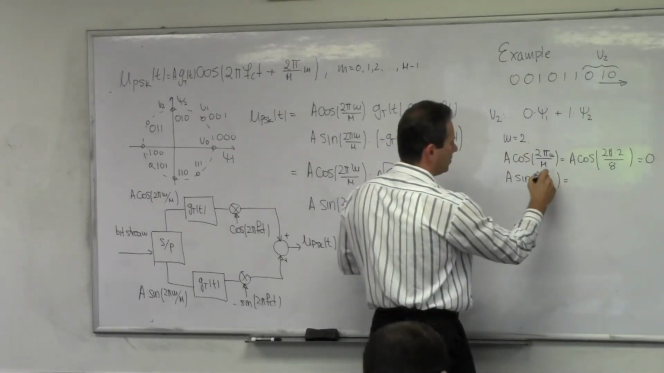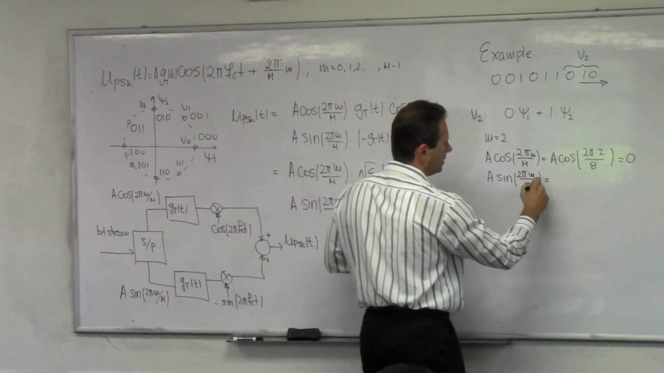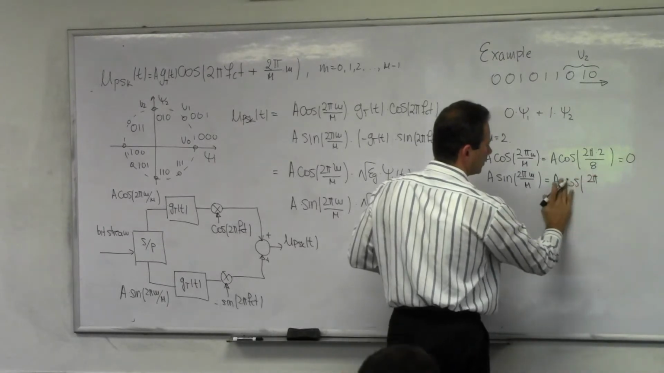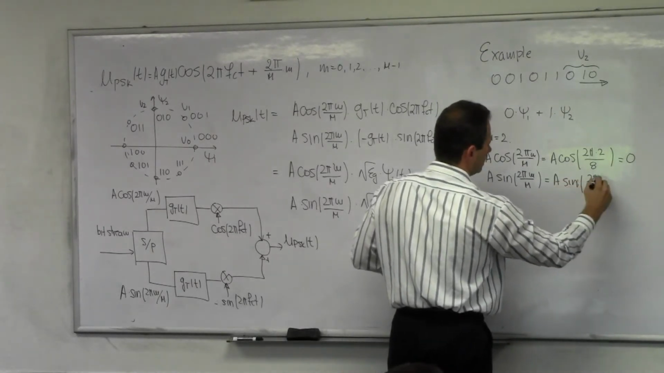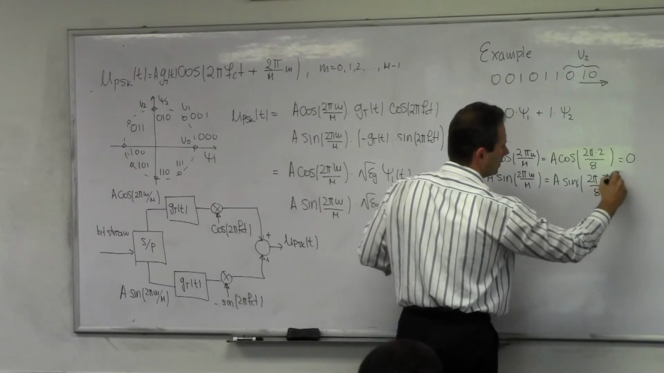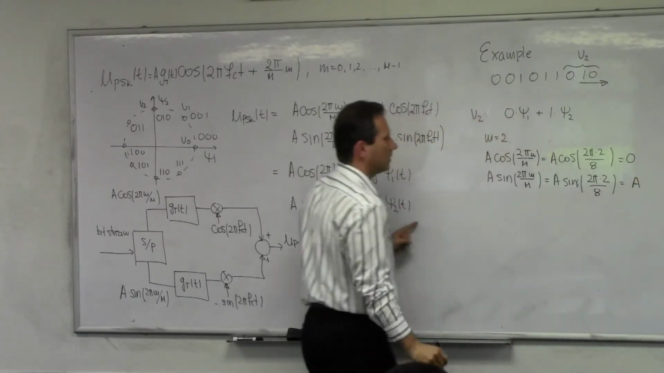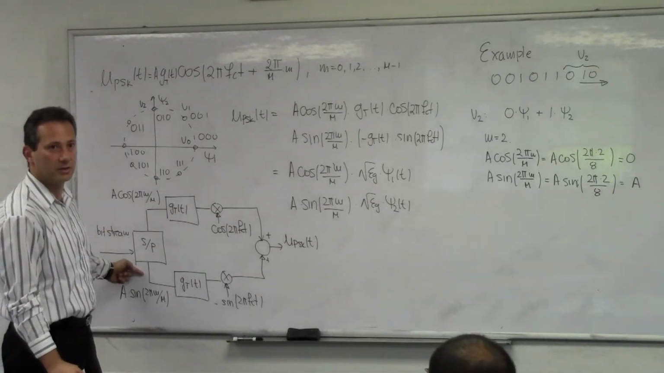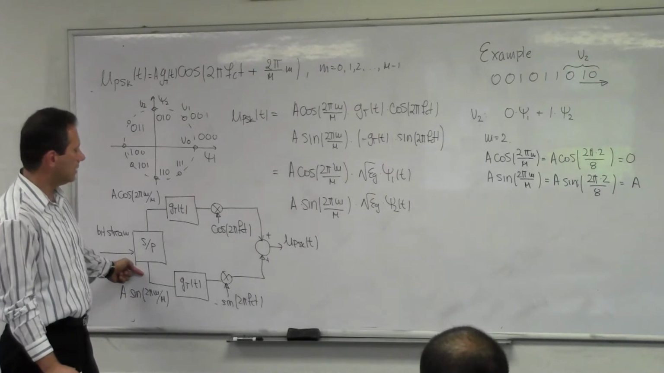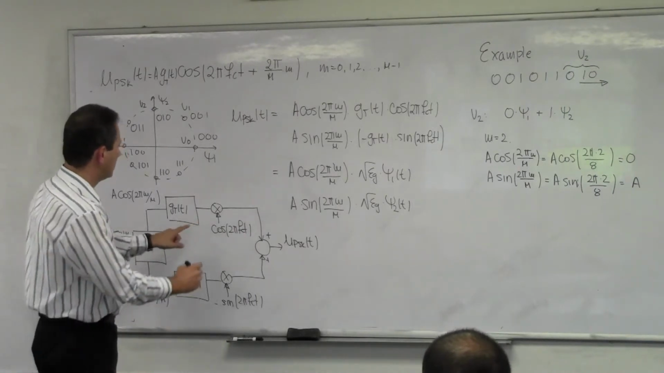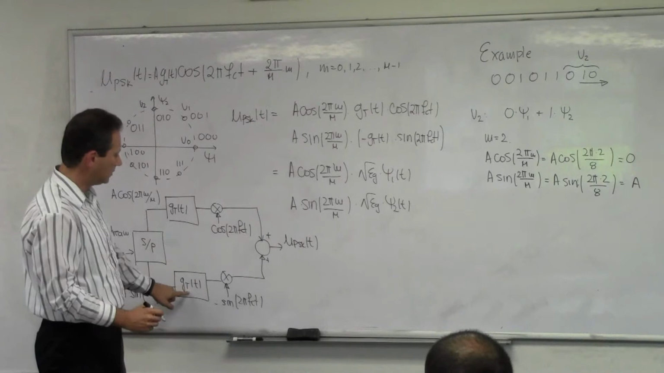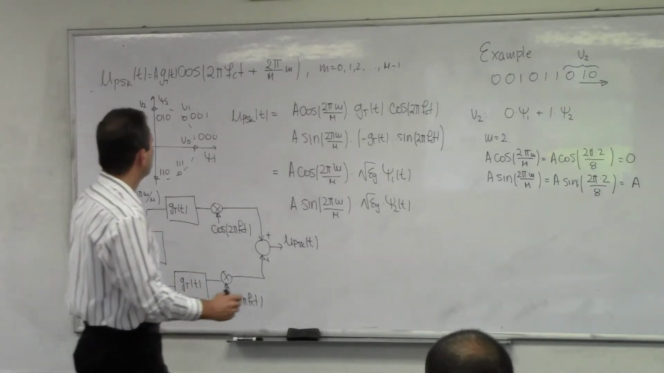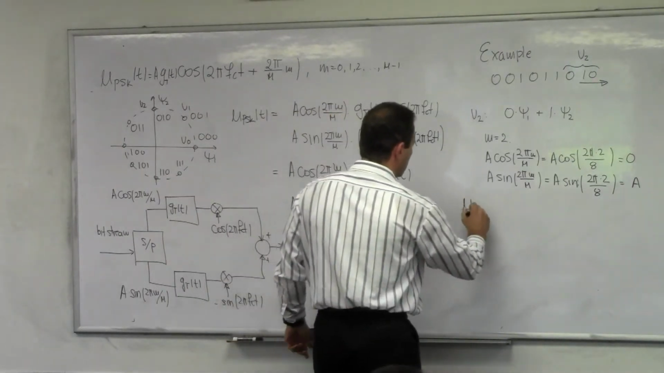And downstairs I have 2 pi m over M, but sine. So I have A cosine 2 pi, no, not cosine, sine, 2 pi times 2 over 8, which is just A, right? So what goes on the upper branch is 0, what goes on the lower branch is A. And then what happens after here is I multiply with this g(t) and then with appropriate sign.